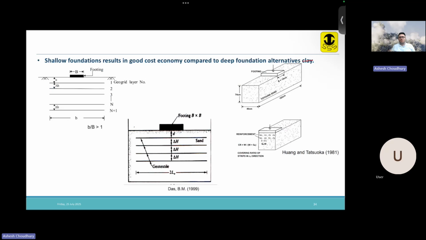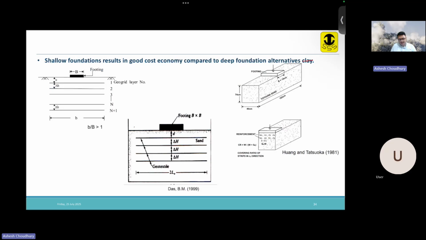So first you have to do the boring, you have to make the hole where you have to construct the pile, then you do the reinforcement, then you build a pile cap over it. So it's a long and expensive process. That's why our preference is always that we want to use shallow foundations.